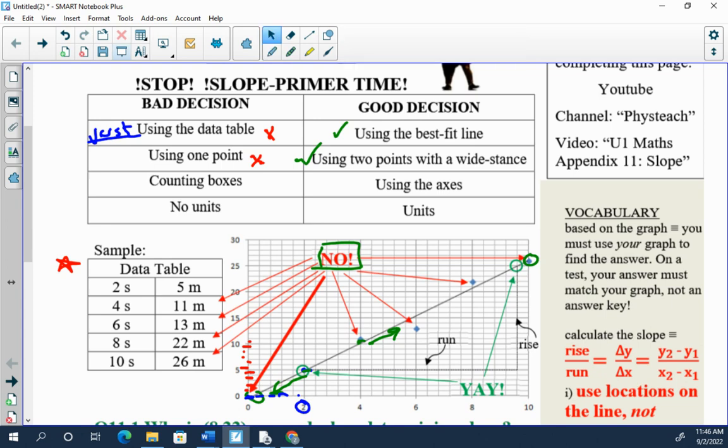So let's continue on this. Bad idea, counting boxes. Good idea, use the axes. You got to look at the numbers that are on there.